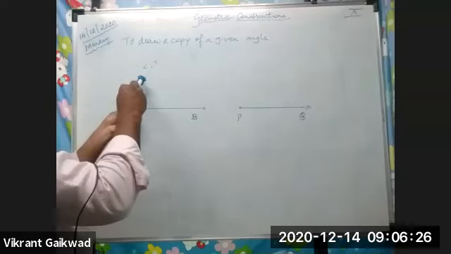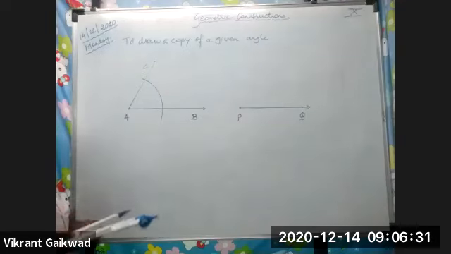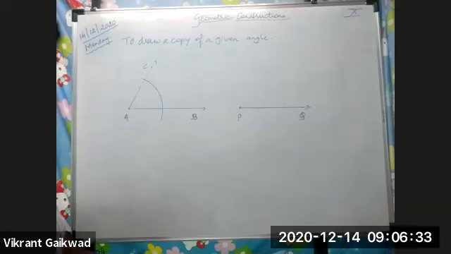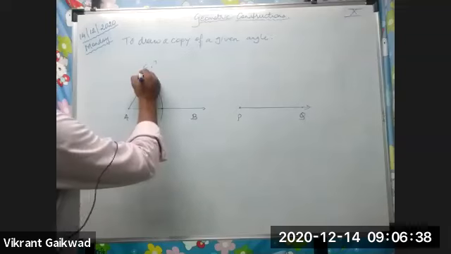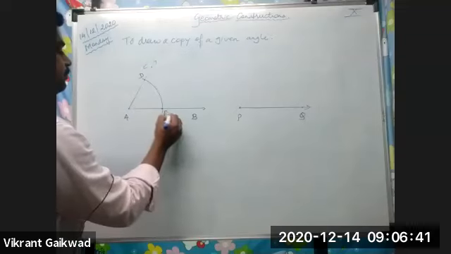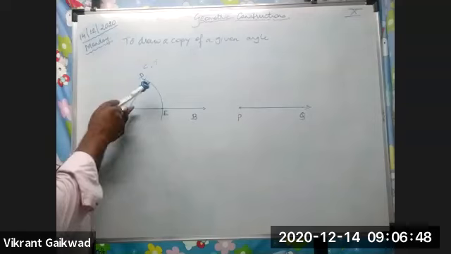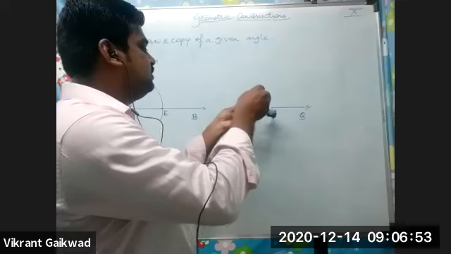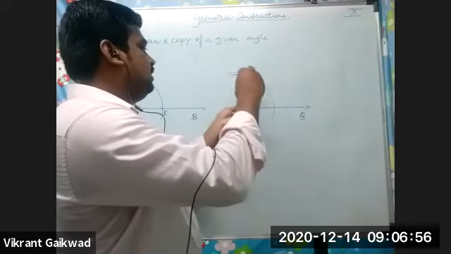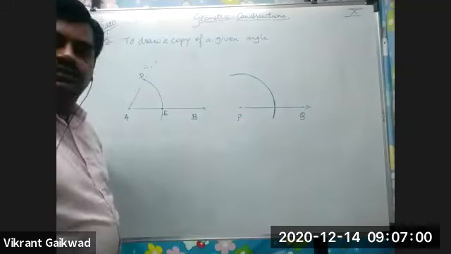Cut a small arc by keeping the compass at A, which will cut both the sides. See, it will cut the two arms at point D and E. It is going to cut the arms at point D and E. So the same distance which you have taken, keep at P and just cut the arc. Okay, draw the arc. Is this clear?